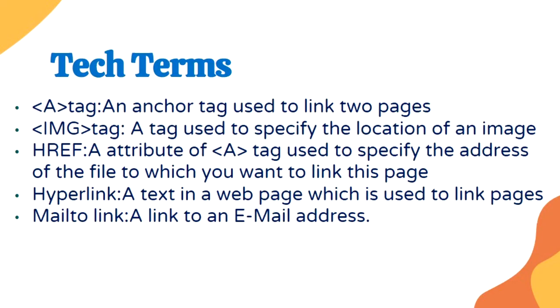Now let us recapitulate what has been taught in this session. The A tag is an anchor tag used to link two pages. The IMG tag is the image tag, used to specify the location of an image. href is an attribute of the anchor tag which specifies the address of the file you want to link to this page. Next is the hyperlink, a text in a web page which is used to link pages. The last one is the mailto link, a link to an email address.